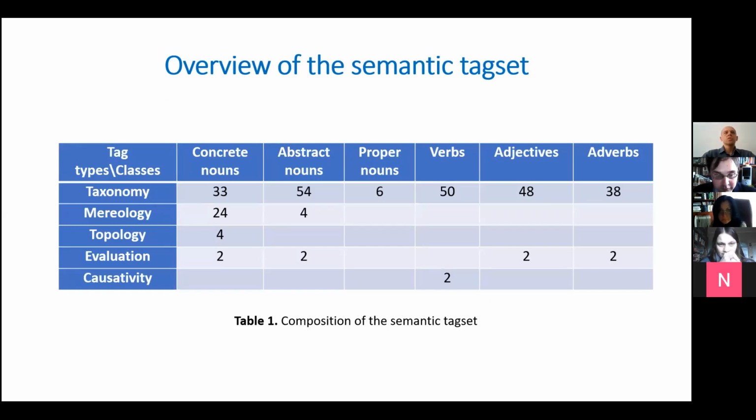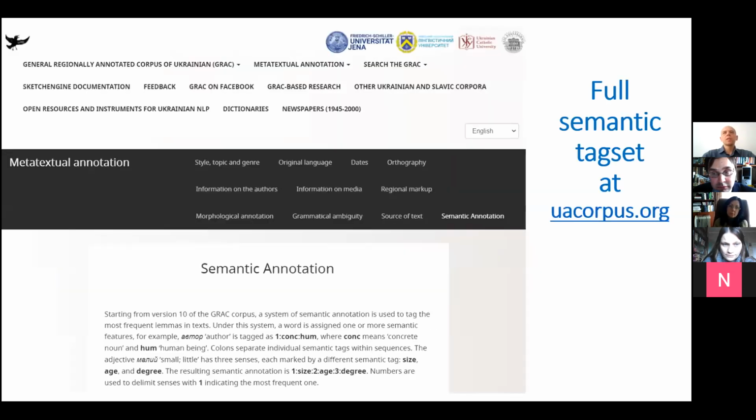The majority of the tags are taxonomic, and there are also some other types of tags. And there are four classes of words that are given semantic tags. Nouns, which are subdivided into concrete nouns, abstract nouns, and proper nouns. Then there are verbs, adjectives, and adverbs. All other parts of speech are not included. You can find the full semantic tag set as it is today at the website of the GROK corpus at this address, uacorpus.org. It's available both in English, and if you switch here to the Ukrainian version, you will see the same information in Ukrainian.